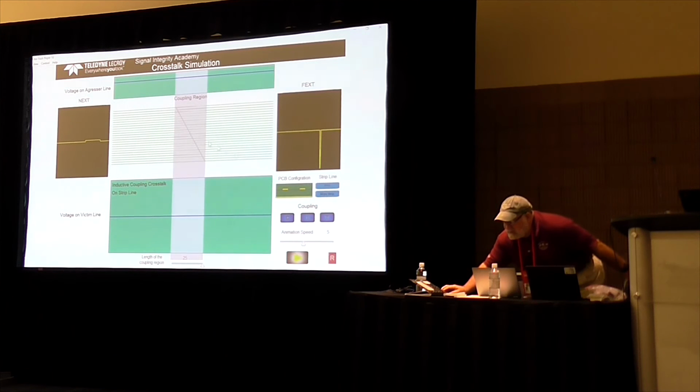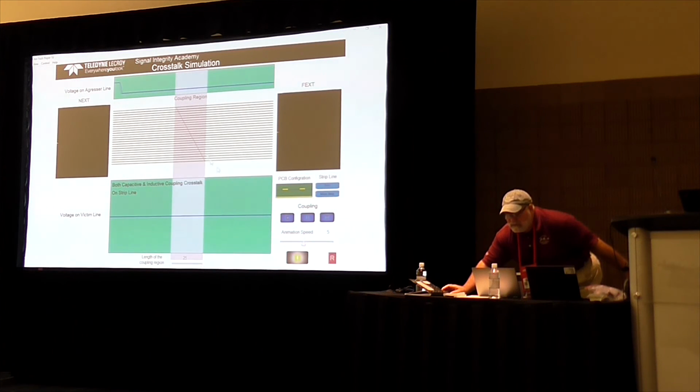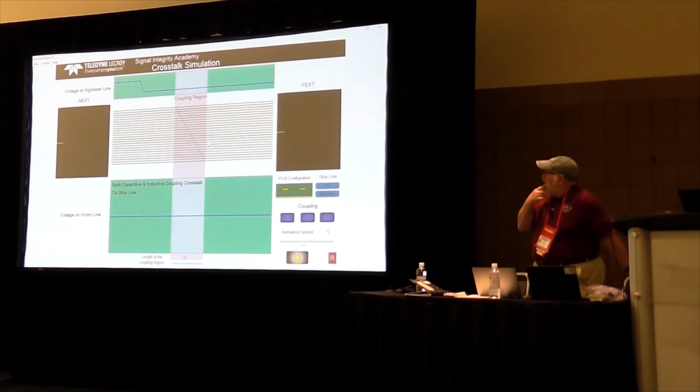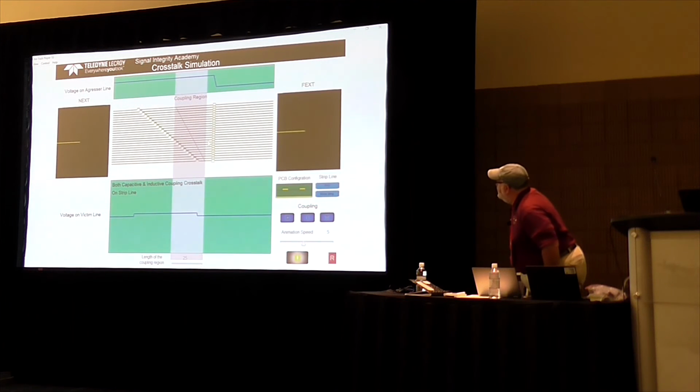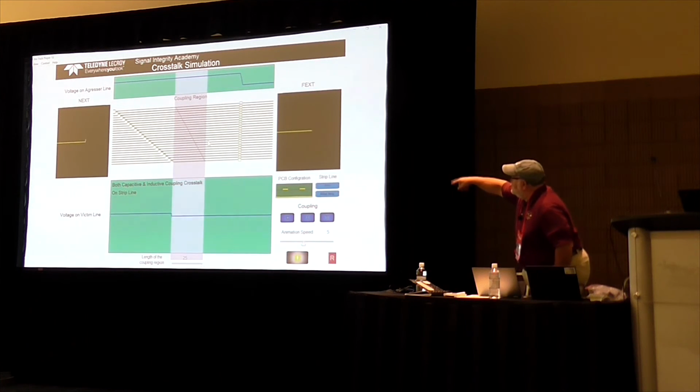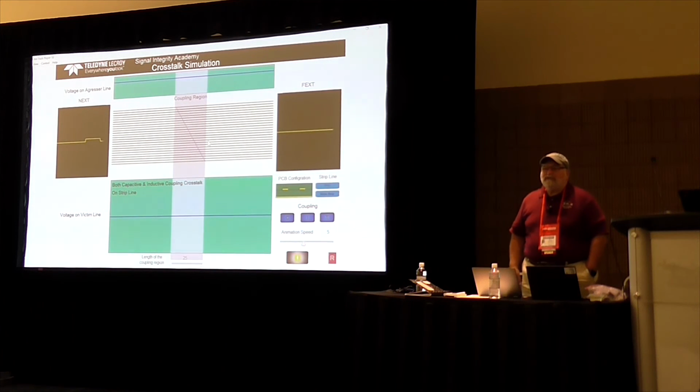So let's look at that case of strip line. So now we looked at the capacitive and inductive separately. Now let's look at the sum of the two. So here's what we're going to see going back in the backward direction. And now you can see the capacitive and inductive, they're the same, they cancel out, and we get nothing in the forward direction. In the case of strip line, where they're both the same magnitude.